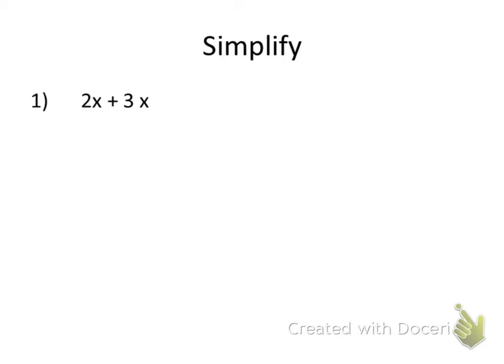So for the first example, I have 2x plus 3x. So, start with the first term, 2x. Is there anything that's alike? Like 2x? 3x. Yeah, they both have x's, right? There's a plus sign in the middle. So I'm adding these two terms. What is 2x plus 3x?